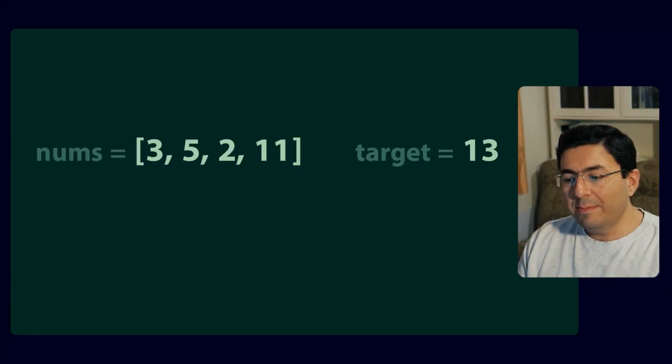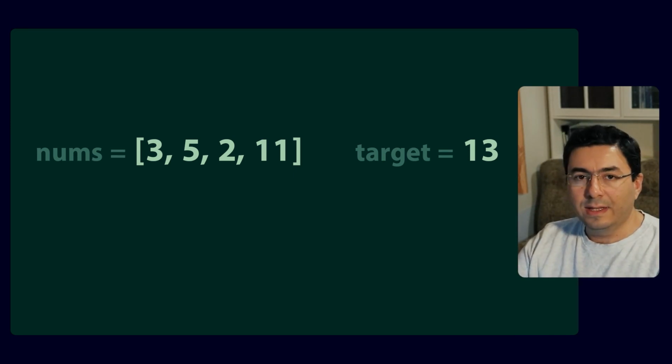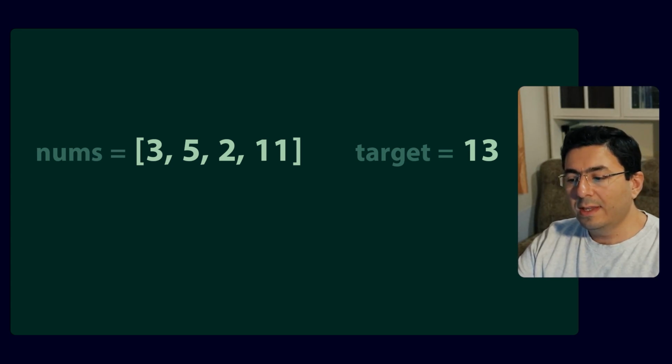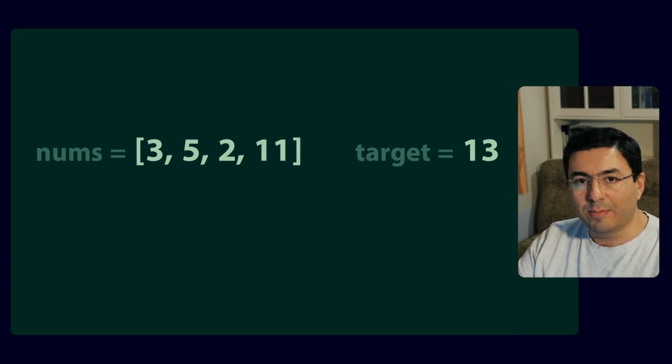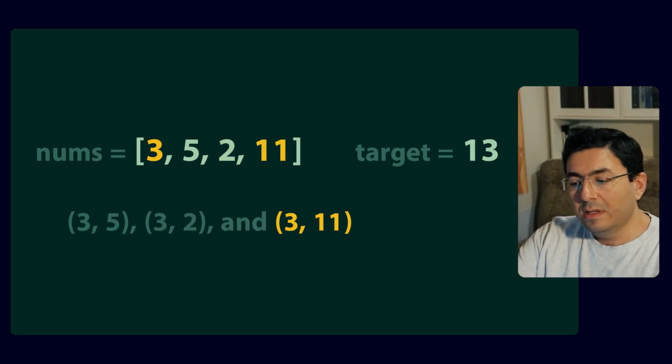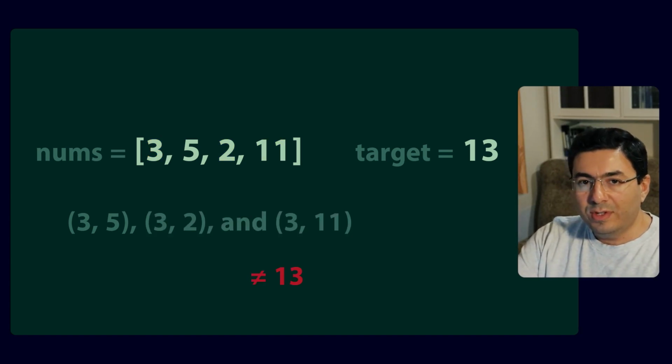The brute force approach is to simply iterate through the array and check each pair of numbers to see if they add up to the target. For example, let's say we have an array of 3, 5, 2, and 11, and a target value of 13. To use the brute force approach, we start by checking the first element with all the other elements to see if they add up to 13. So we check 3 and 5, 3 and 2, and 3 and 11. None of these pairs add up to 13.